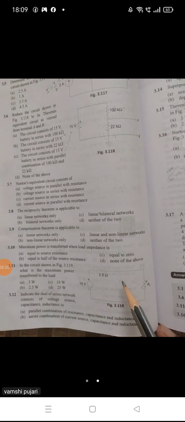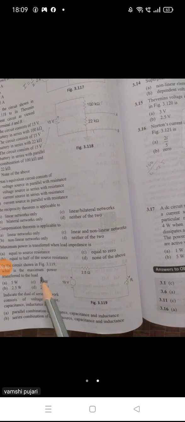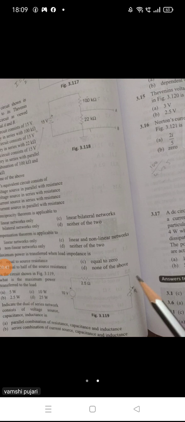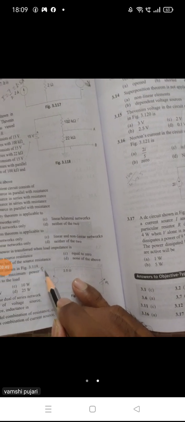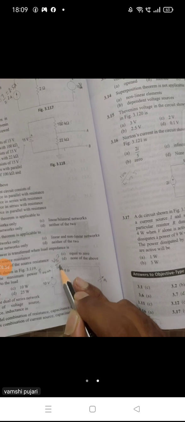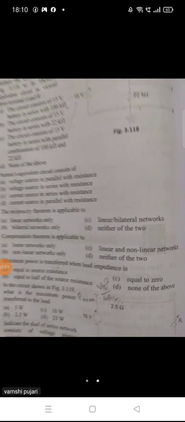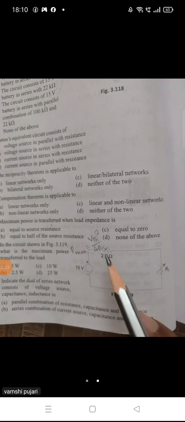Next, the circuit shown in figure, what is the maximum power transfer to the load? Here the RL value is not given, right? Here he is asking, what is the maximum power? What is the formula? P maximum is equal to VTH square by 4RL. Why? Because he clearly mentioned maximum power is transferred to the load. When maximum amount of power is transferred to the load, source resistance is equal to load resistance, right? Your source resistance value is 2.5.